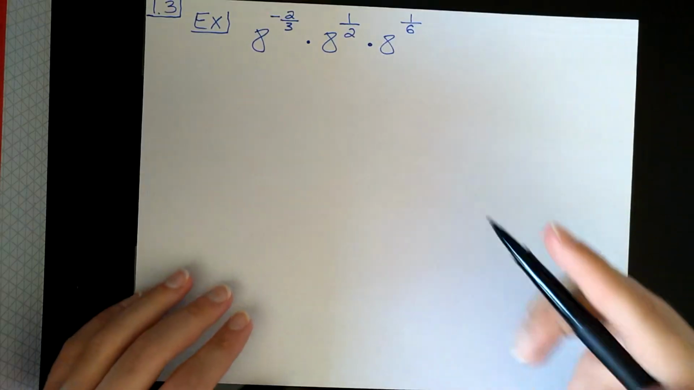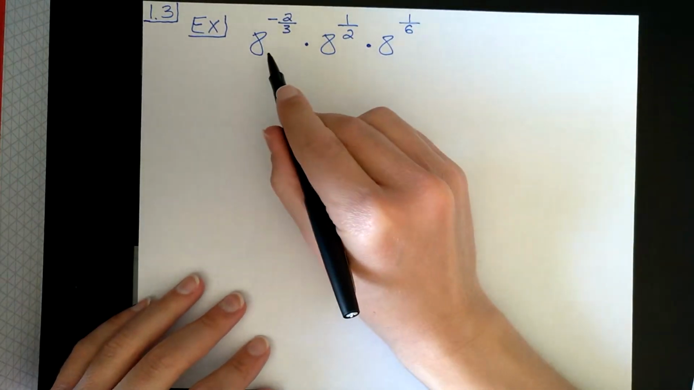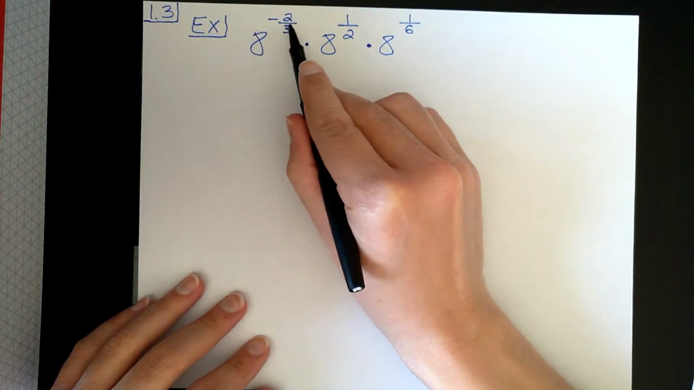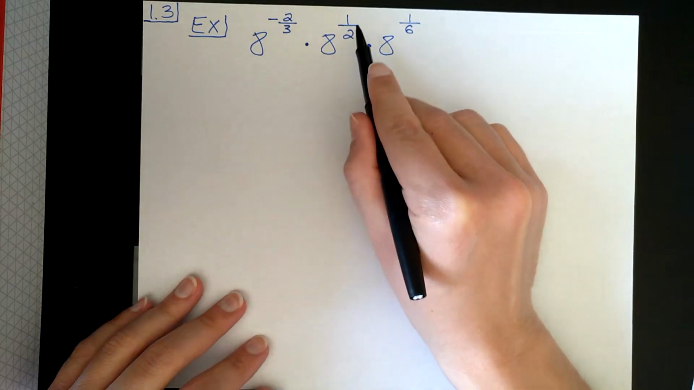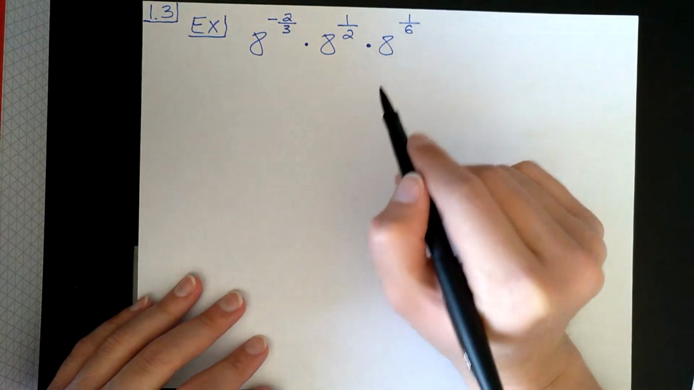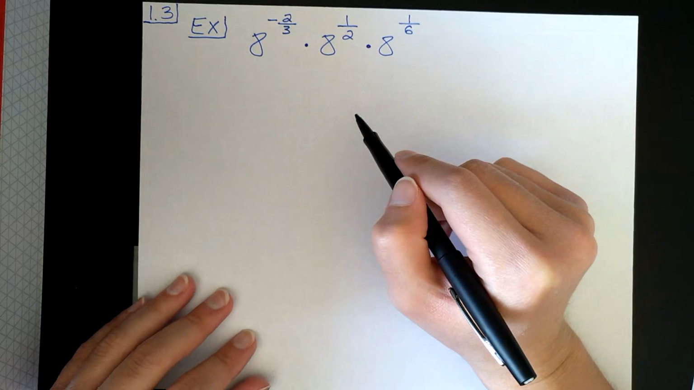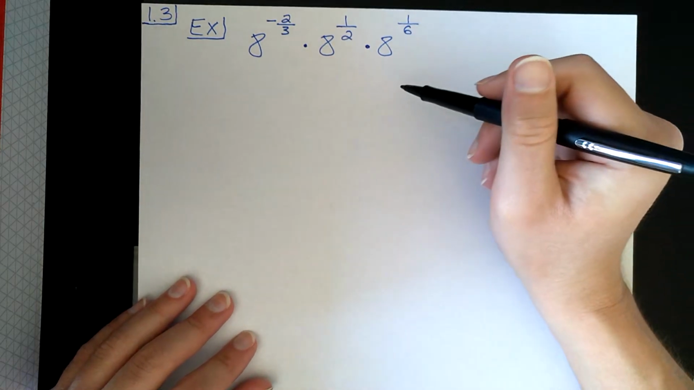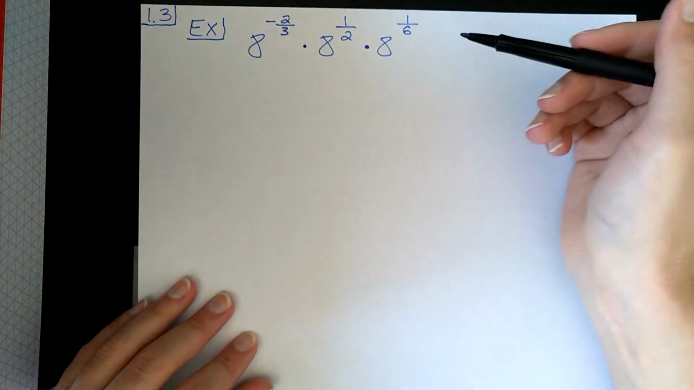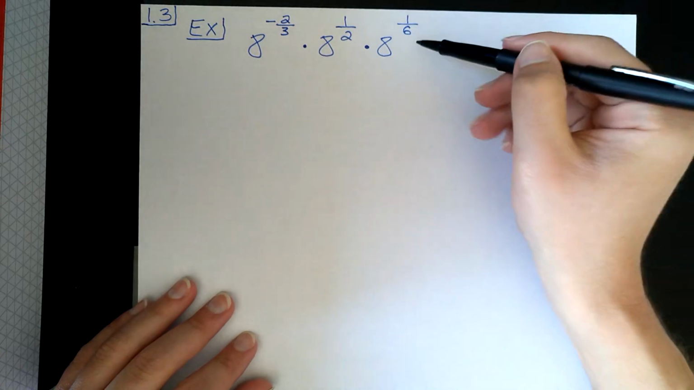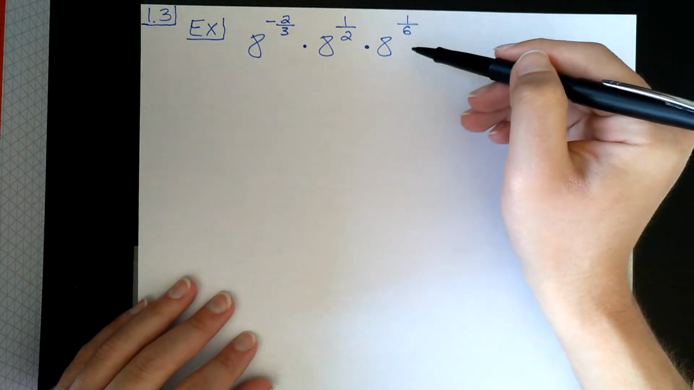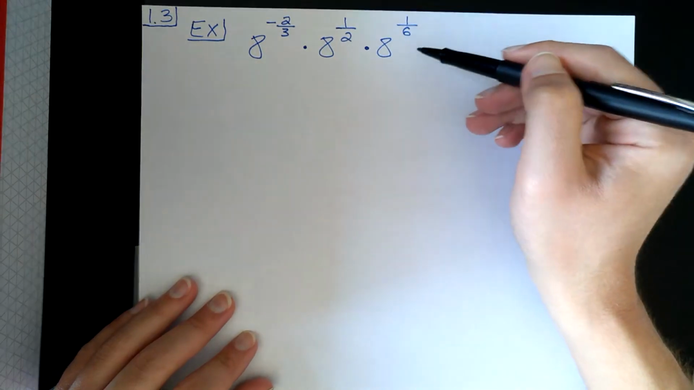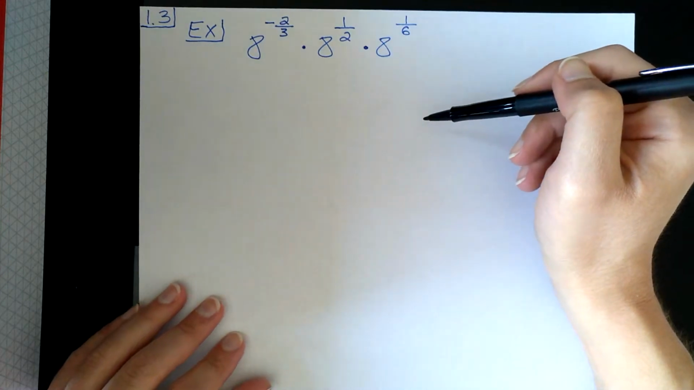The last problem that we need to work on is 8 to the negative 2/3 times 8 to the 1/2 times 8 to the 1/6. Remembering that all of our exponent rules that we talked about in the last video still apply. Go ahead and take a moment. See if you can solve this problem.